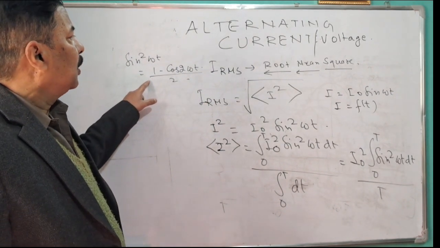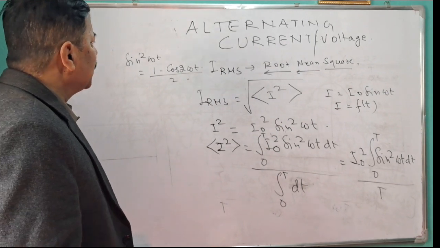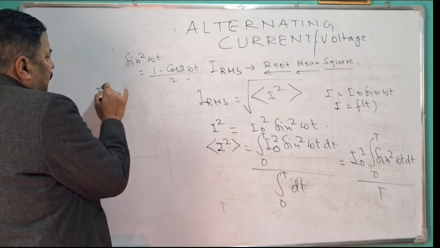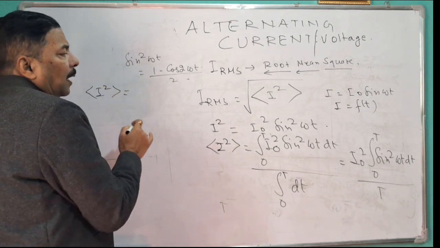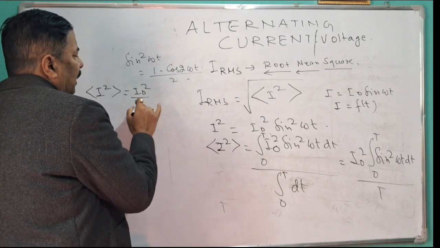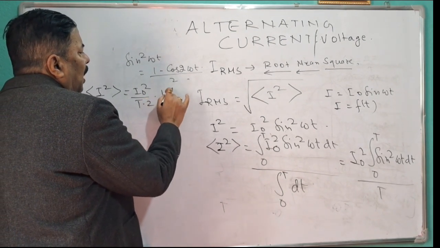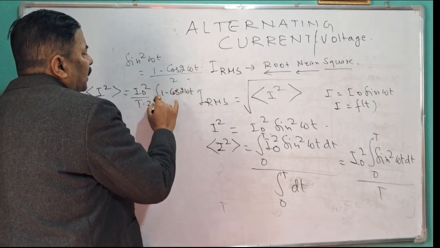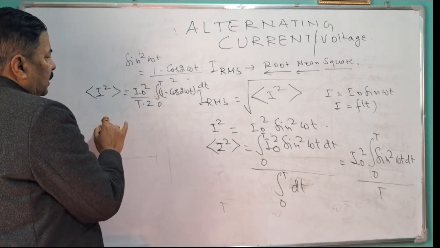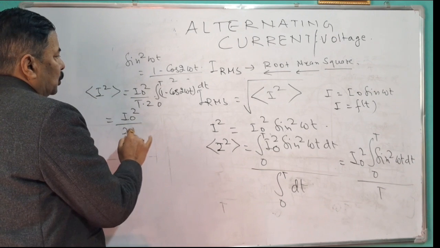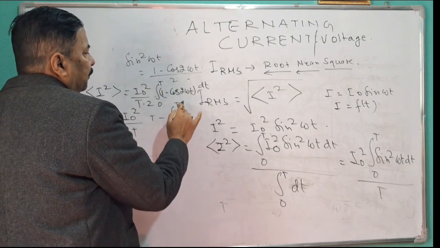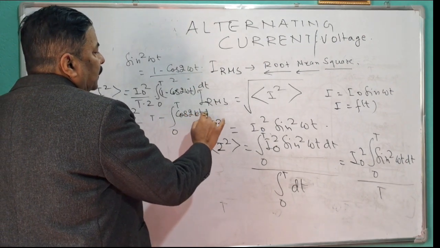This you can know from the knowledge of your mathematics. So if I use this formula, I square average will become I naught square by T, 2 I am taking as common, 1 minus cos 2 omega t, integration 0 to T dt. How it is giving you? It is giving you, after simple simplification, 2T. dt is your T and integration 0 to T cos 2 omega t dt.